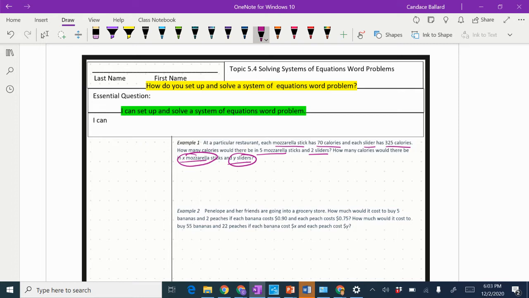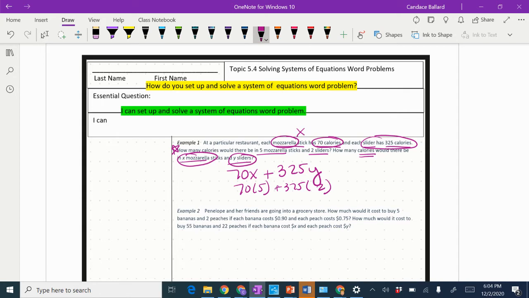So if I were to set up an equation for this, because we're talking about the calories, each mozzarella stick is 70 calories, and that has to do with X. So I would say 70X plus each slider has 325, so I'd take 325 and multiply it by Y. Then it's asking how many calories there would be in 5 mozzarella sticks and 2 sliders. So I would substitute the 5 in for the mozzarella sticks and the 2 in for the sliders.